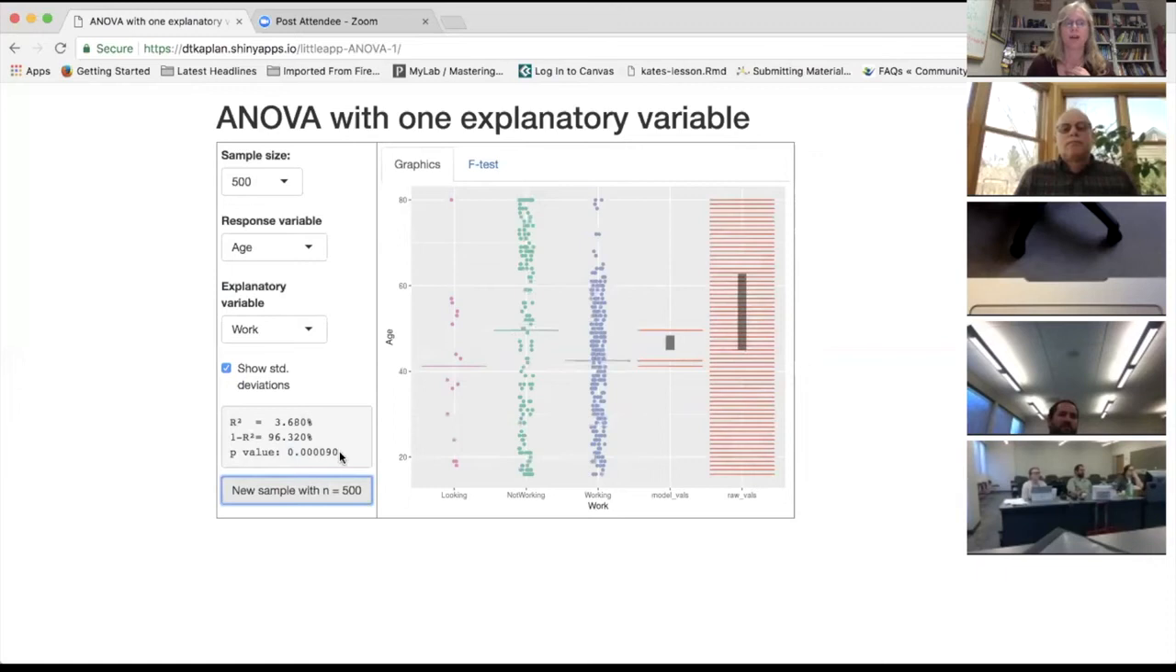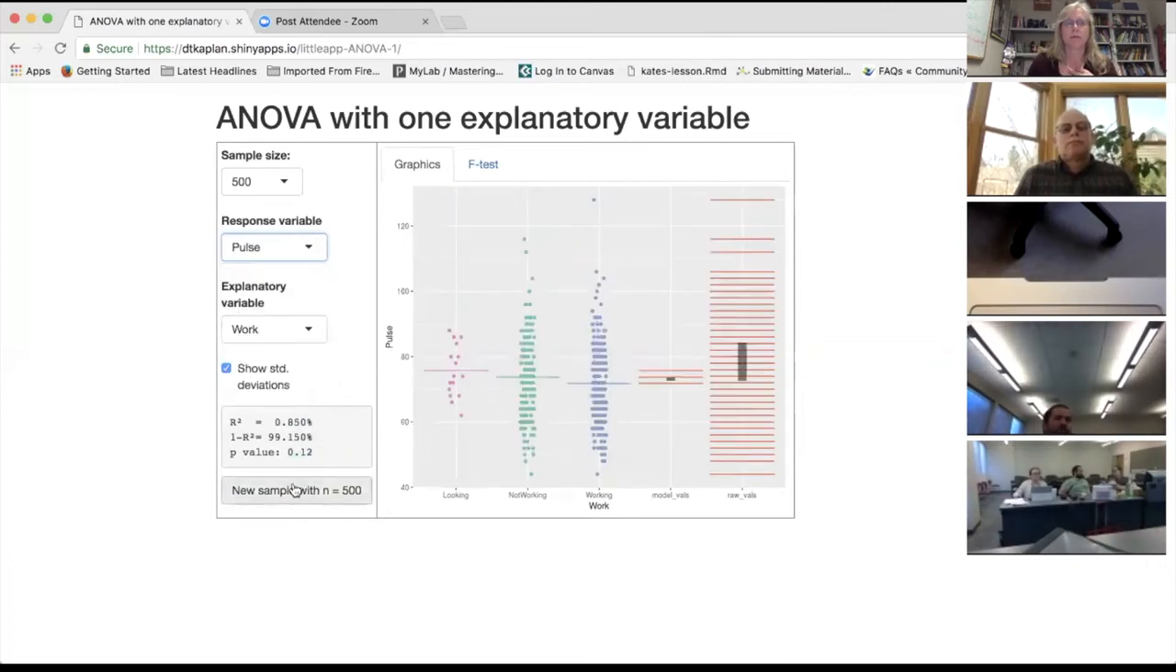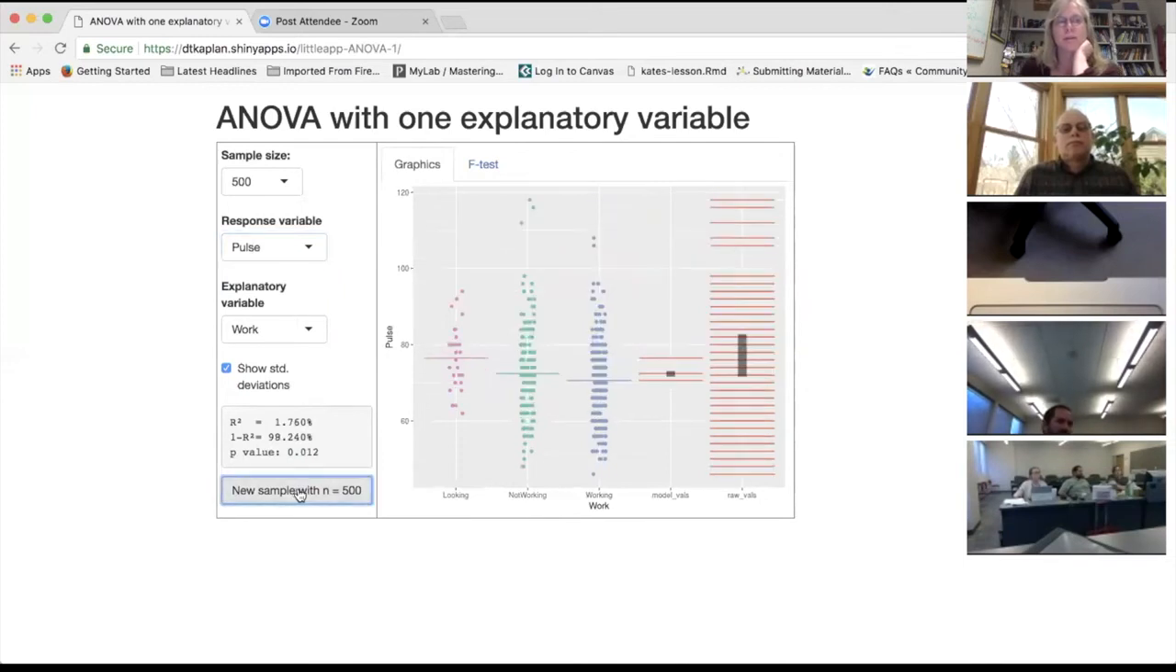And so I would probably talk about the fact with my students that just because something's statistically significant doesn't mean that it's practically significant. It doesn't give you a lot of information. Let's go back and look at pulse and see what happens with that. So pulse, here we have a sample of 500 and we take another sample.